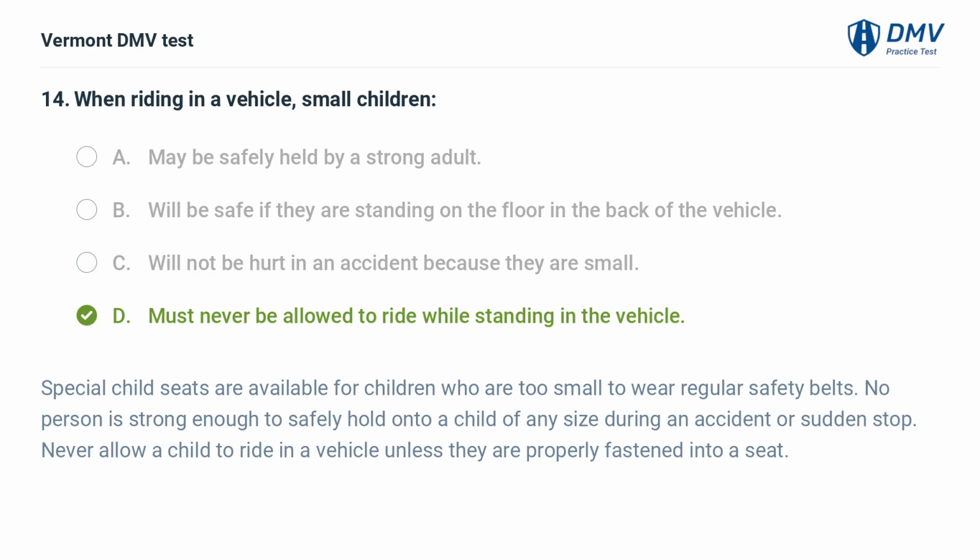D. must never be allowed to ride while standing in the vehicle. Special child seats are available for children who are too small to wear regular safety belts. No person is strong enough to safely hold onto a child of any size during an accident or sudden stop. Never allow a child to ride in a vehicle unless they are properly fastened into a seat.